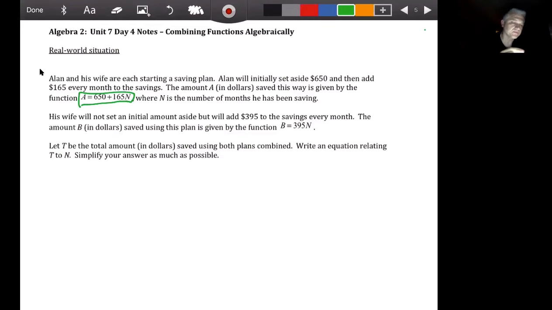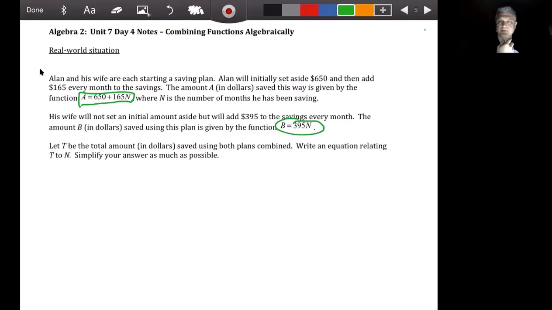Now his wife is not going to start with an initial amount. She's not going to start with like that 650. She is just going to set aside $395 every single month. So $395 every month, $395 times the number of months, and they're just going to call it B, just because they just used A for Alan.